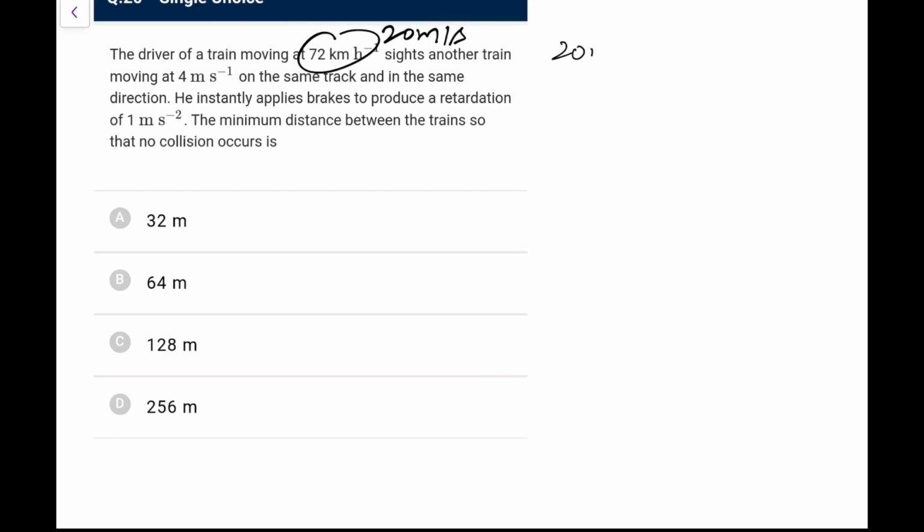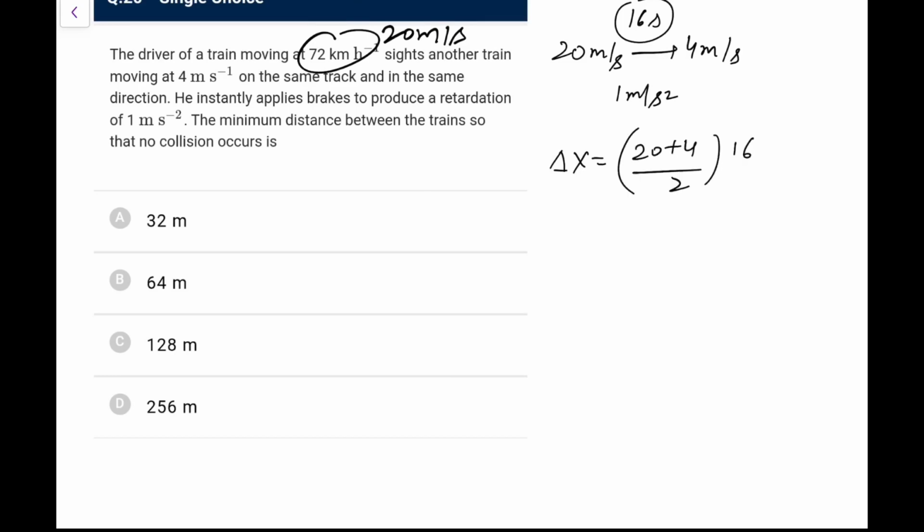So from 20 meter per second, reducing it to 4 meter per second at a rate of 1 meter per second square requires 16 seconds. So in 16 seconds, the distance it is going to cover, you can write as average speed, 20 plus 4 by 2, into 16, or use any equation for uniformly accelerated motion you remember. So it is 12 into 16, so that comes out as 192 meters.